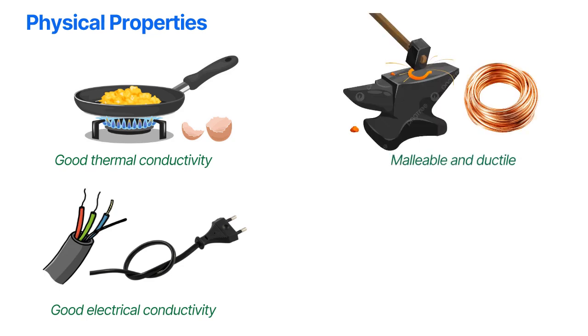Metals are also malleable and ductile. Malleable means they can be hammered or rolled into thin sheets. Ductile means they can be drawn into wires without breaking. This makes metals very versatile in construction and industry.